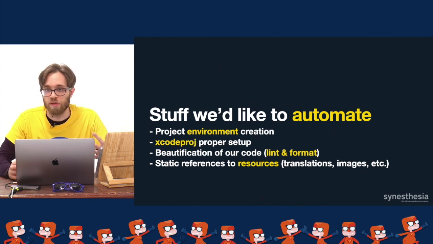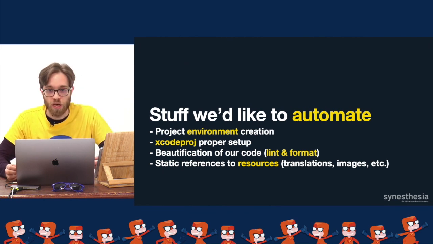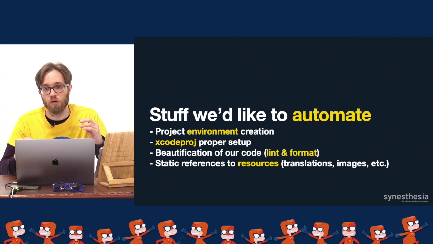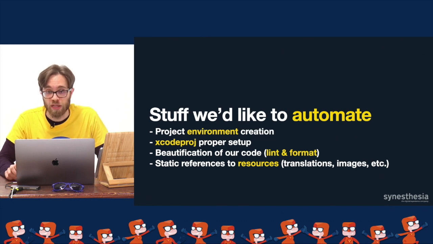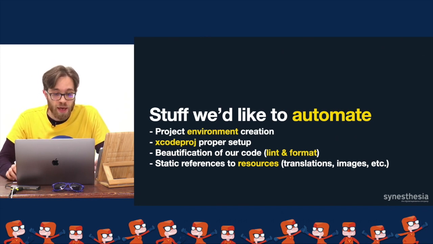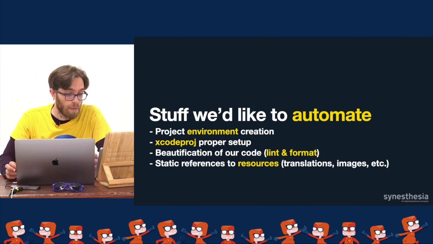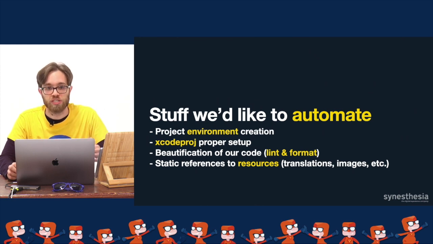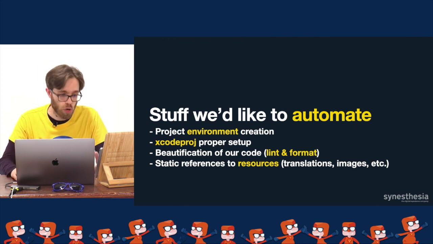Stuff I'd like to automate when I'm dealing with Xcode projects are project environment creation, such as all the tools you need to firstly set up your project. The proper setup for your Xcode project file, which is always a mess, like we'll see in a minute. What I call the beautification of our code, I mean linting and formatting our Swift code so that it's always with the same style. And also some automation related to resources, strings, images, and whatsoever, so that we don't have to remember the raw string identifiers all over our code.